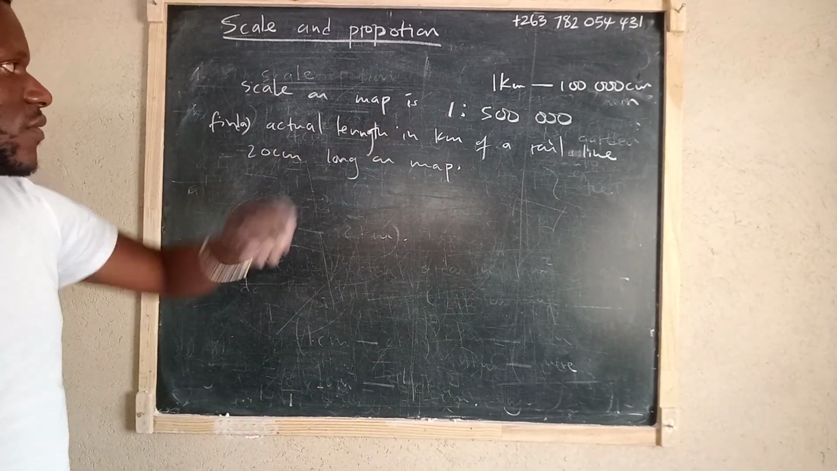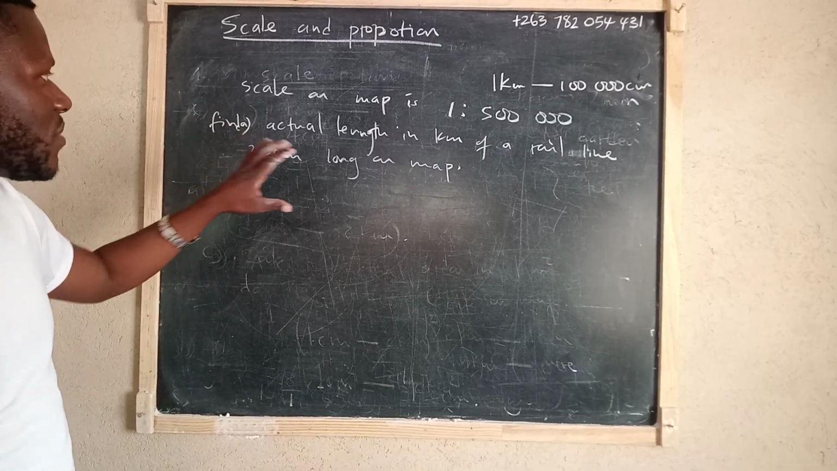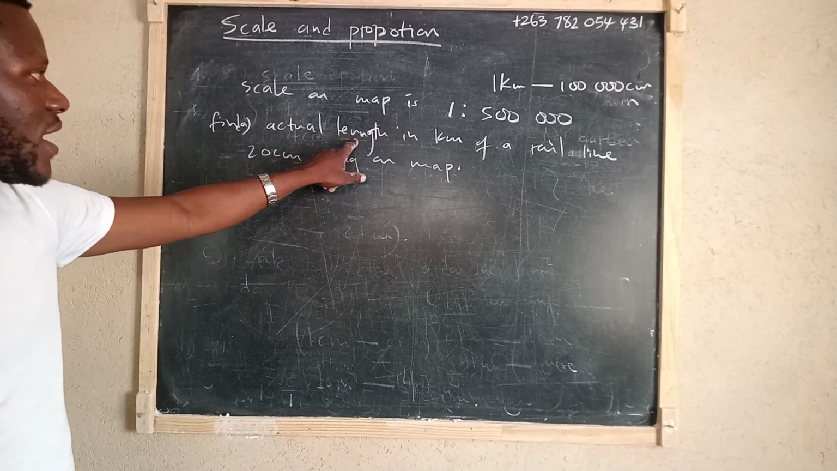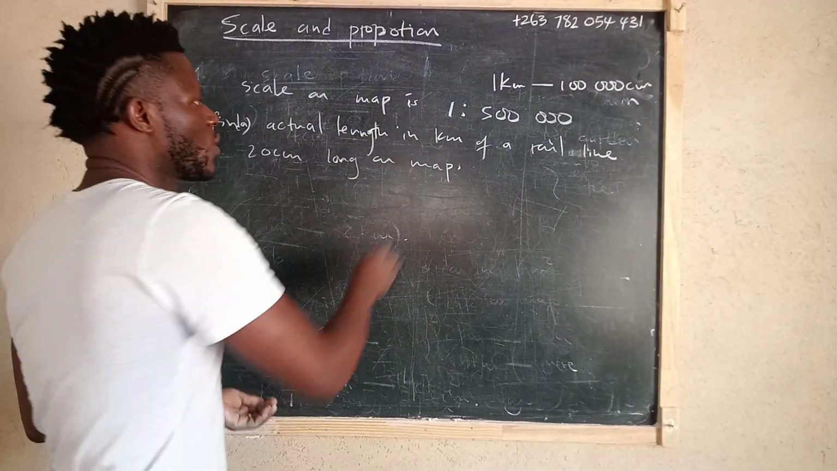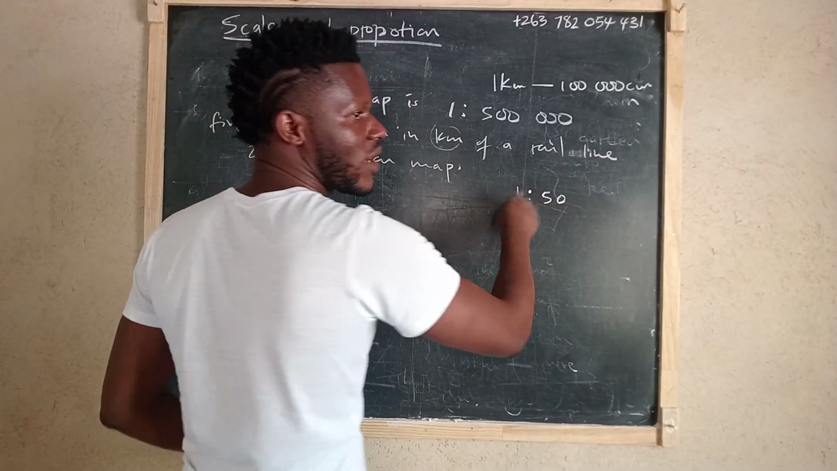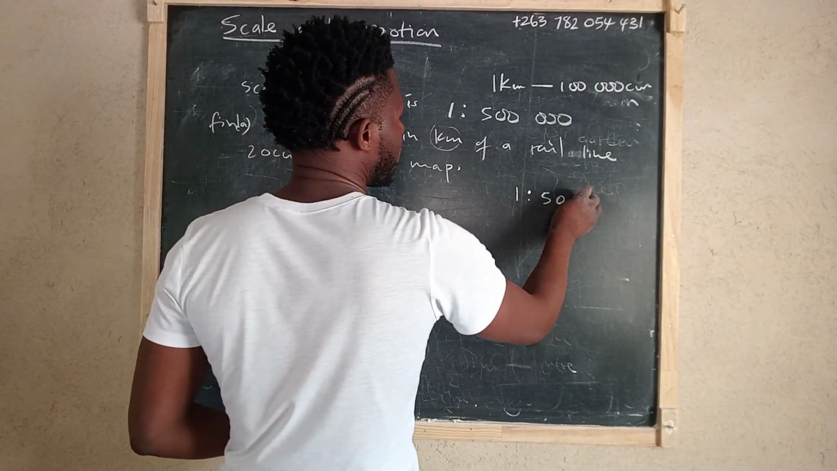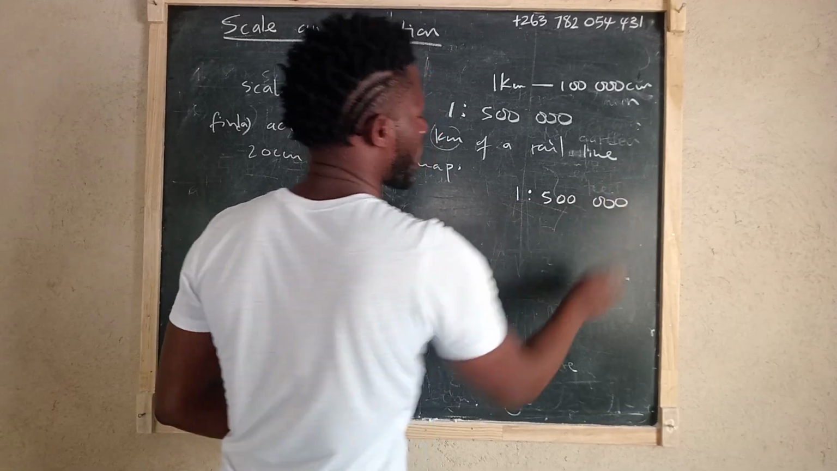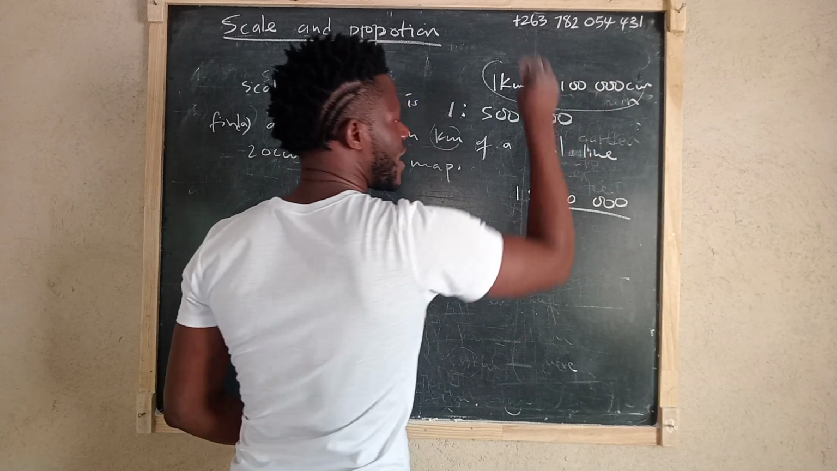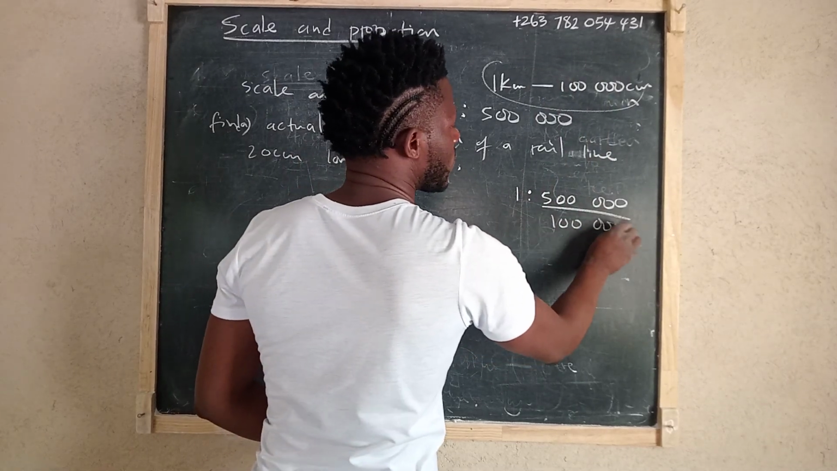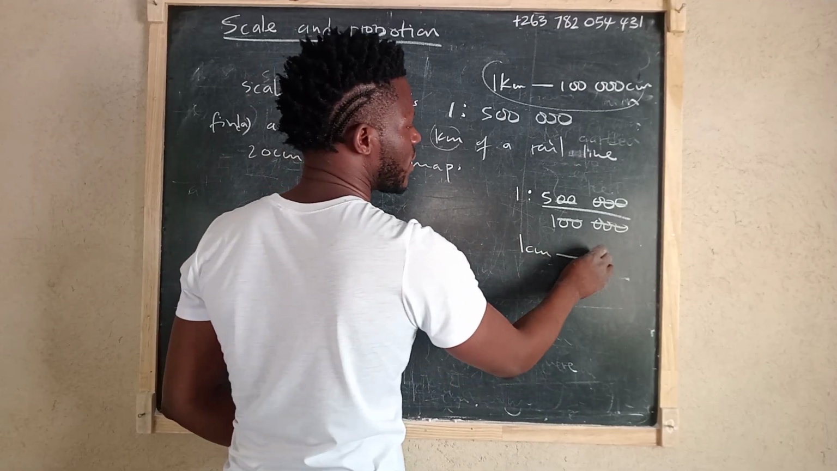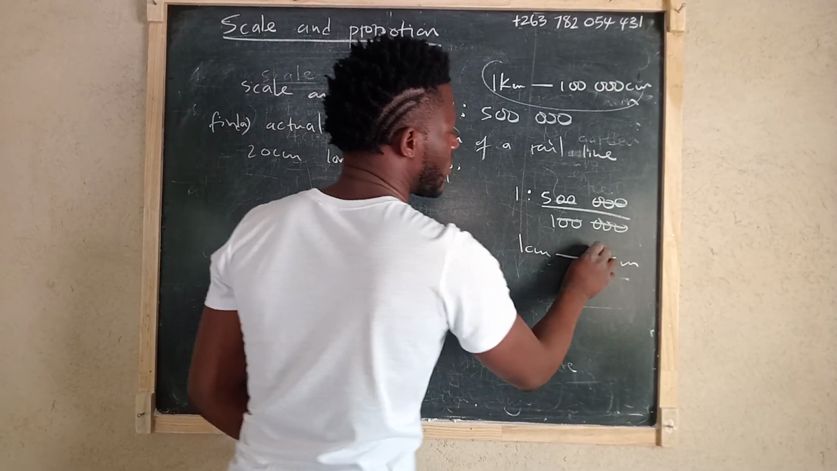Scale on the map is 1:500,000, and on that map a rail line is 20 centimeters long. What is its actual length in kilometers? If they talk about kilometers, it means the scale needs to be adjusted. It was 1 to 500,000, so let's convert this to kilometers by dividing by 100,000. Now 1 centimeter is representing 5 kilometers.